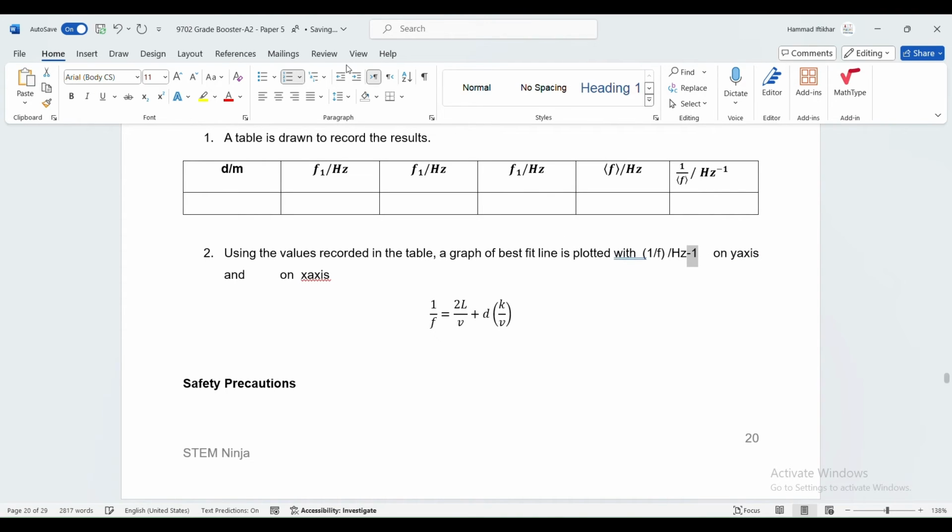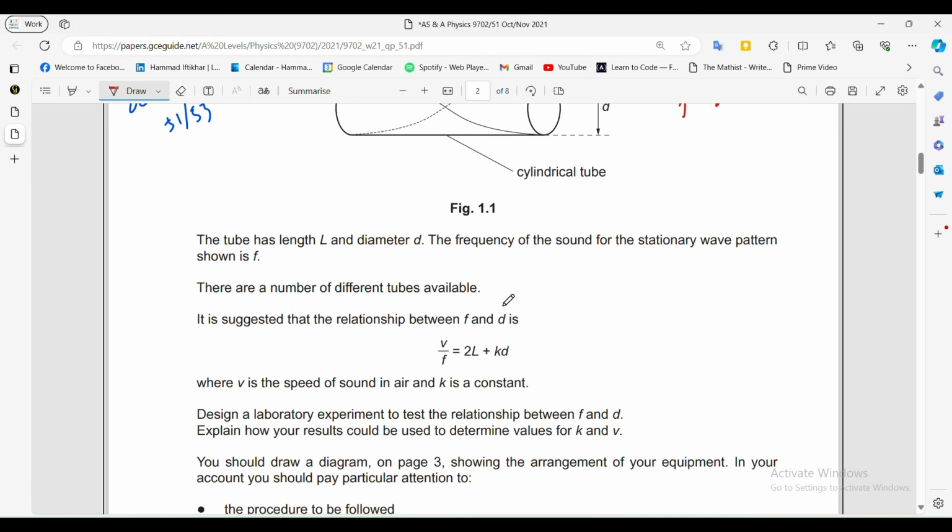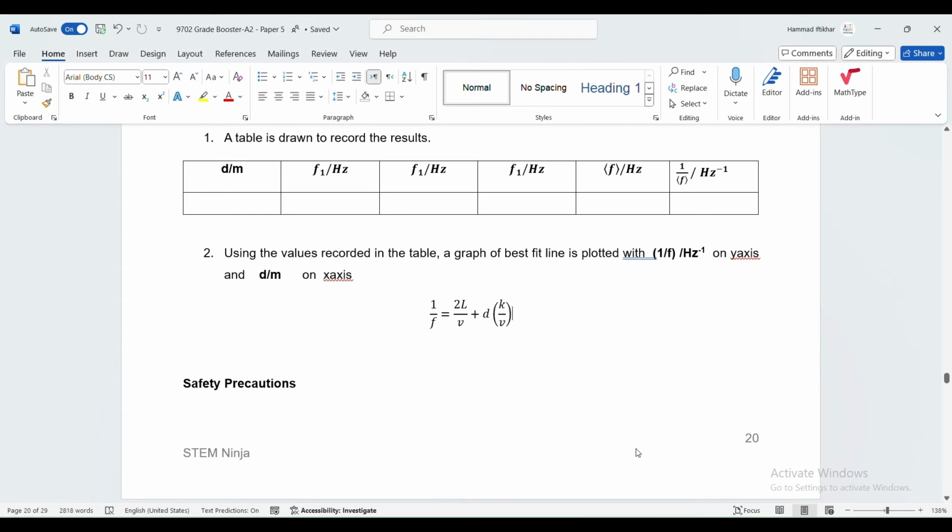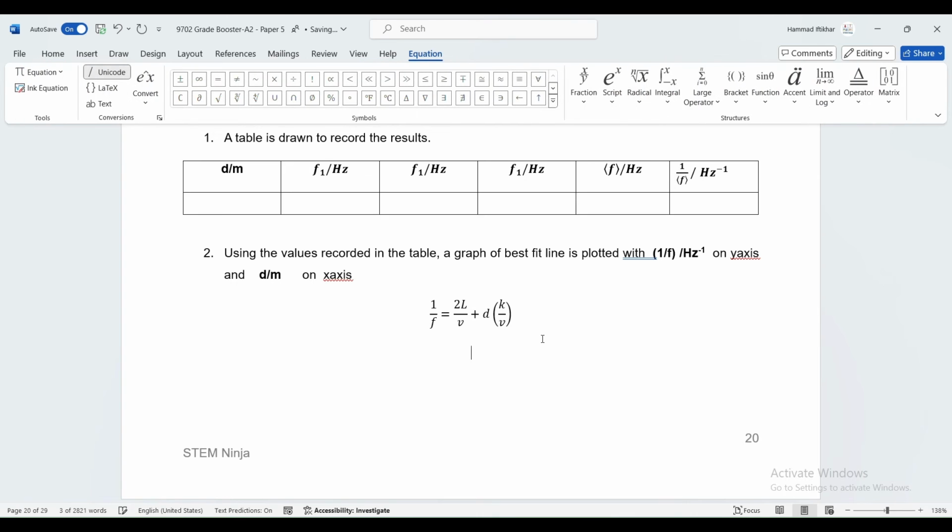Per hertz on the y-axis, and the diameter D in meters on the x-axis. So this is our y-axis, and that is on the x-axis. Okay. Now we need to figure out, sorry, this k was, we need to find out k and V.